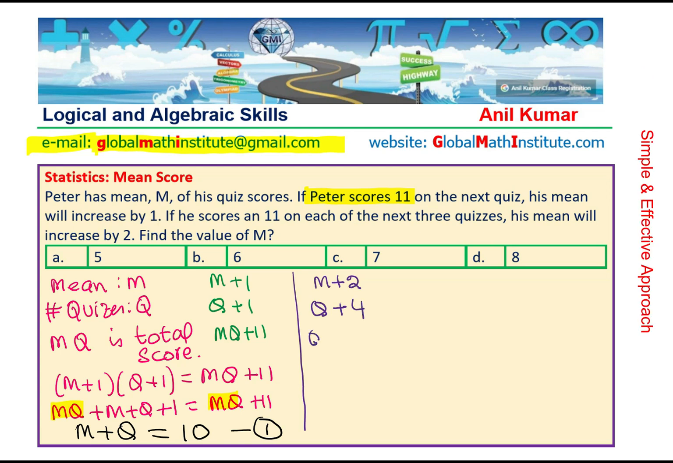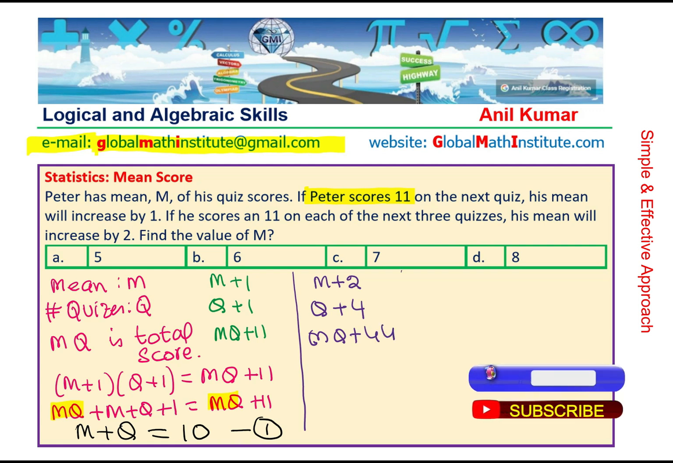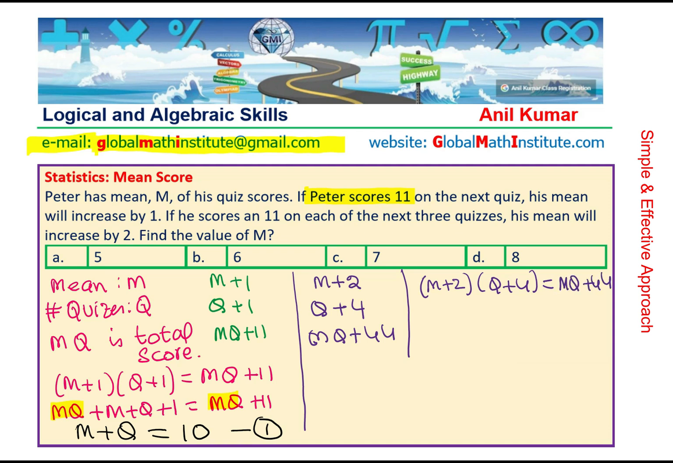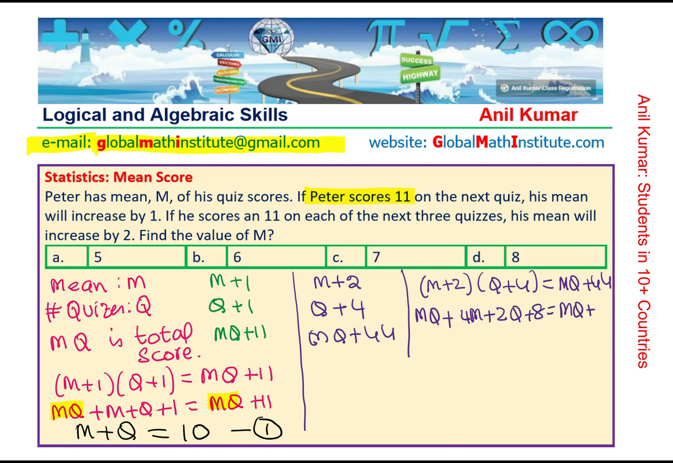And the score will be MQ plus, next 3 is 33, right? 3 11s, so 44. And that gives us an equation (M plus 2) times (q plus 4) equals MQ plus 44. Makes sense? Let's expand. MQ plus 4M plus 2q plus 8 equals MQ plus 44.